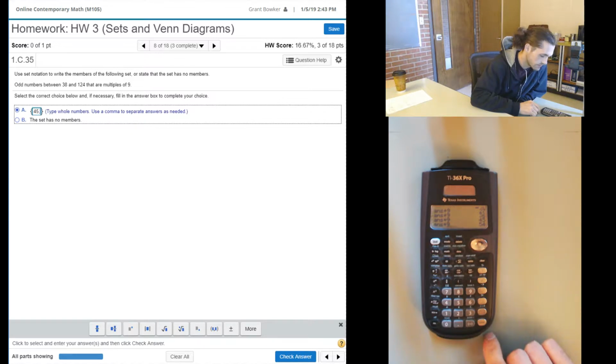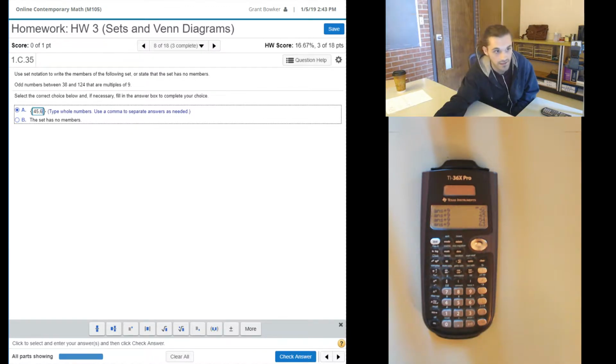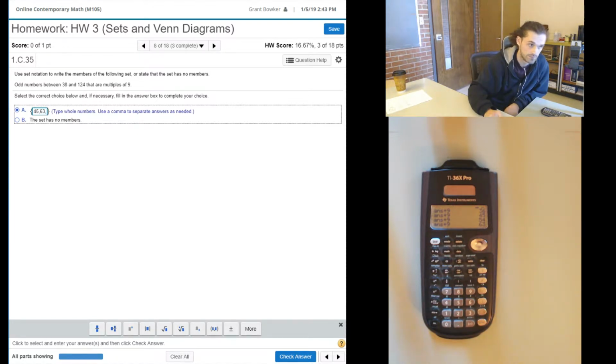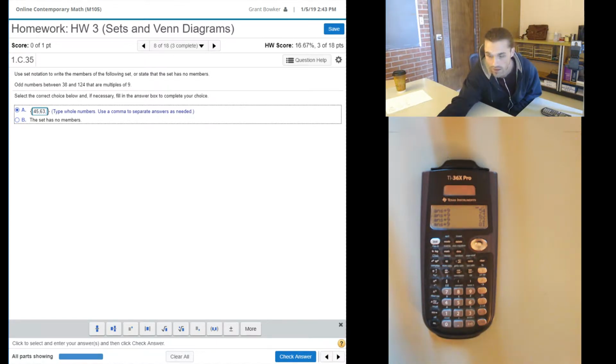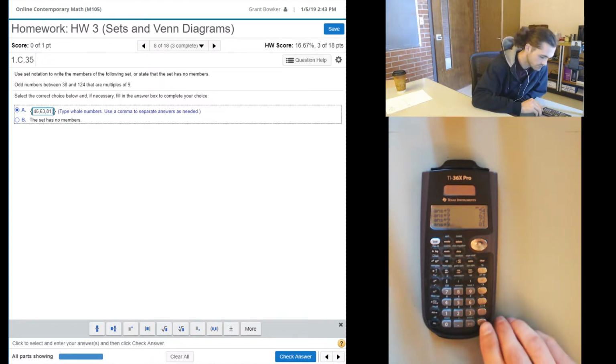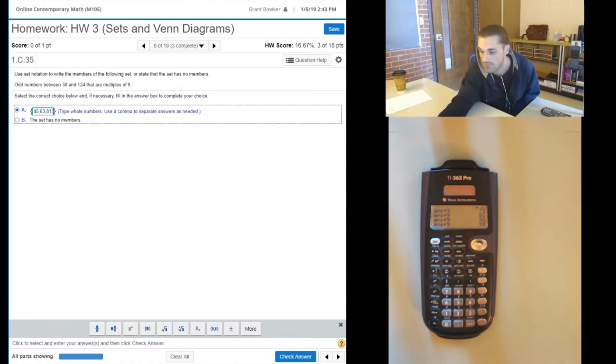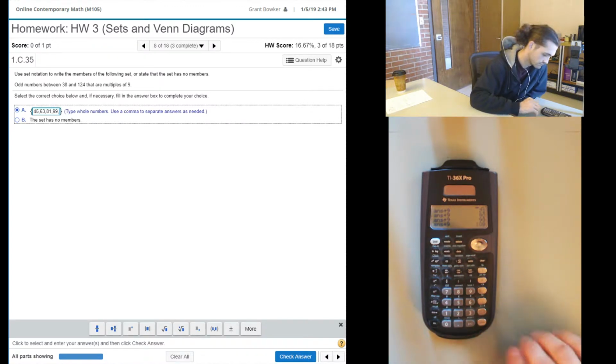54, that's even, doesn't work. 63 is odd, and it is less than 124. So let's go ahead and add 63 to our list. Again, members are separated by commas. That is important. Next multiple of 9, 72, even. 81 is odd and a multiple of 9 and less than 124. 90, even. 99. 108, even. 117.